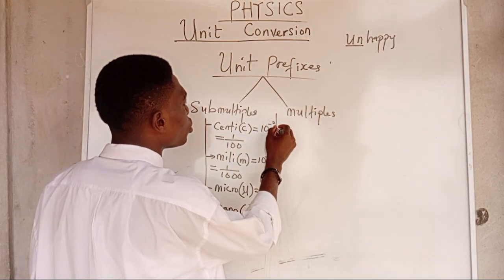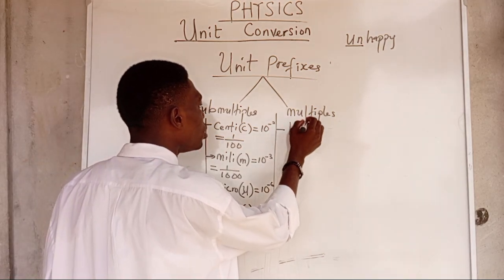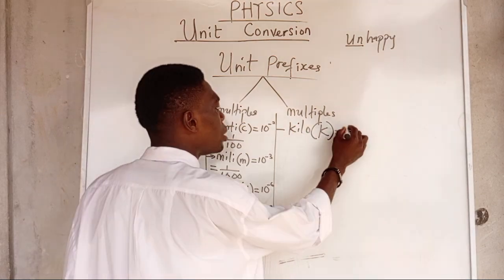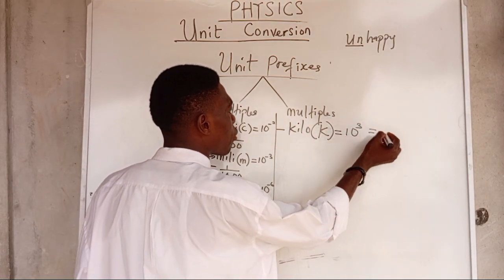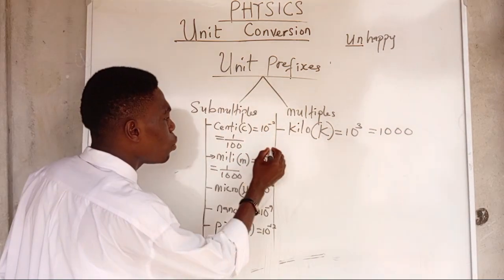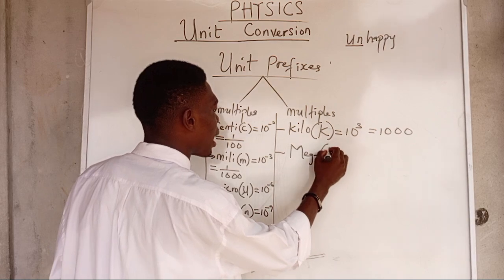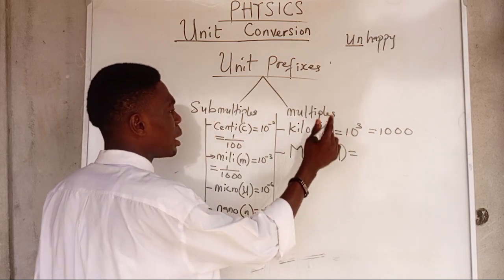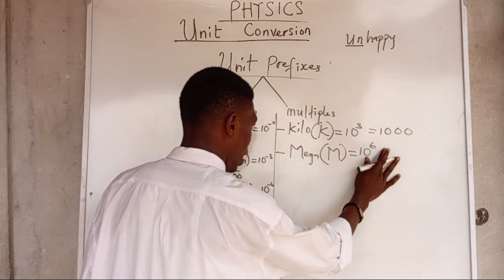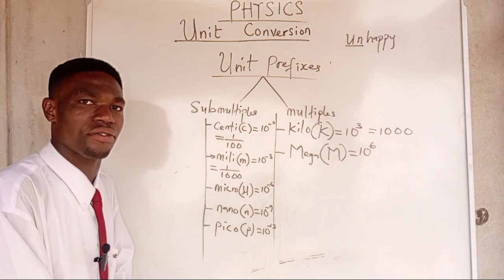Going to multiples, the common ones are, we start with kilo. Kilo is denoted by capital letter K and is equal to 10 raised to the power of 3. And of course, 10 raised to the power of 3 is equal to what? 1000. And then we also have mega. All right, mega, capital letter M, is equal to 10 raised to the power of 6. Of course, this is 1 million. Are we together now? So these are the common prefixes that are used in physics.